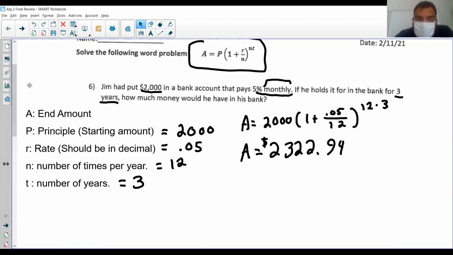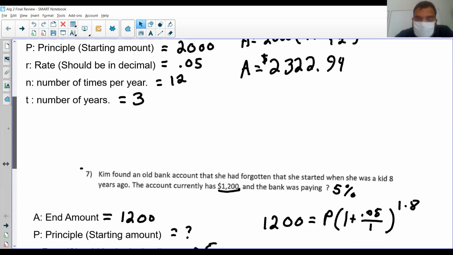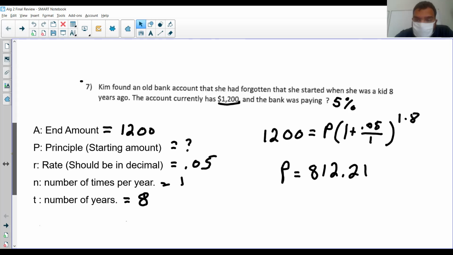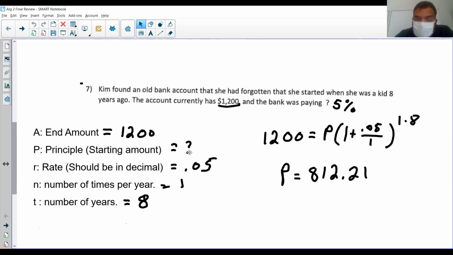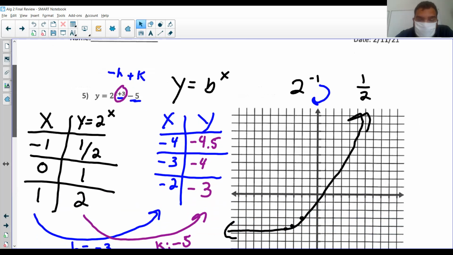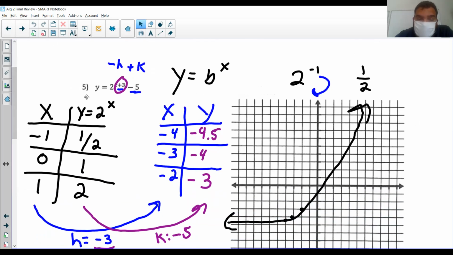This formula you'll get on the test. We're looking for principal in this one. That's why it's a question mark. You do a little bit of math for that. On the test I forgot to give the percentage, so I'll just make it 5%. Definitely know how to do this.